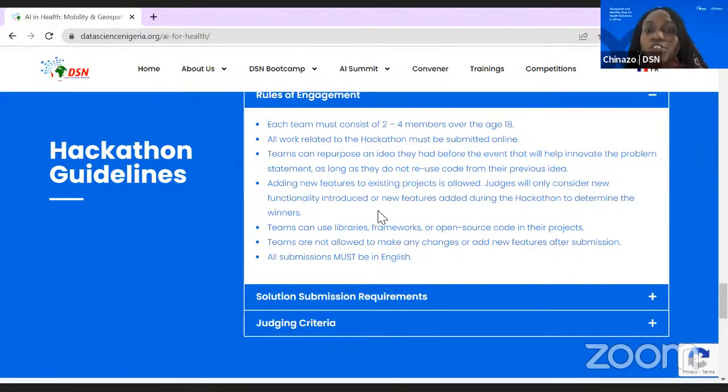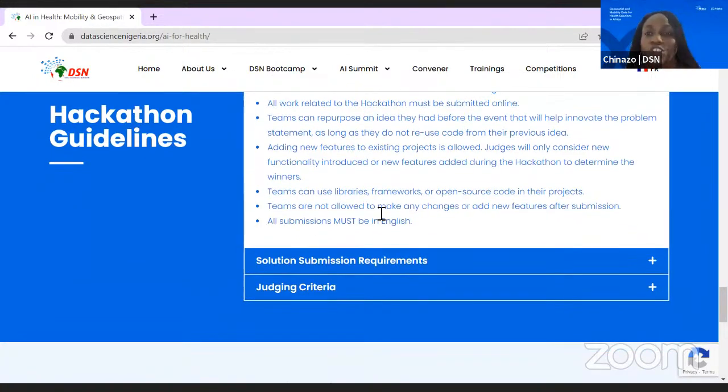And then we have: adding new features to existing projects is allowed. Judges will only consider new functionality introduced or new features added during the hackathon to determine the winners. So the new feature is what is going to be considered. How unique is this addition you're bringing to it? How much is it going to help in making your solution stand out?